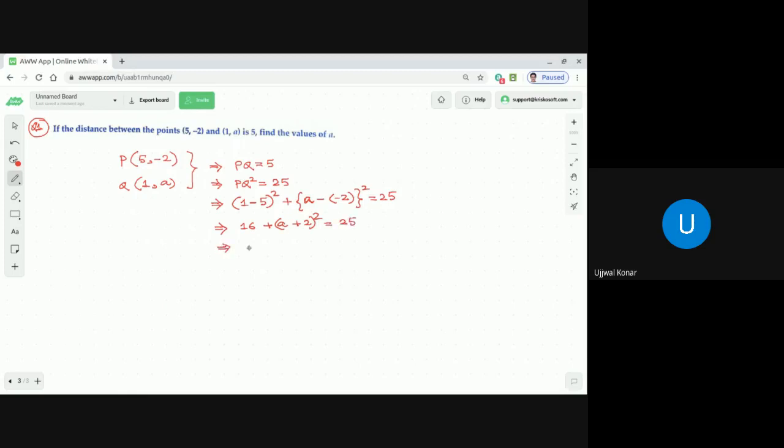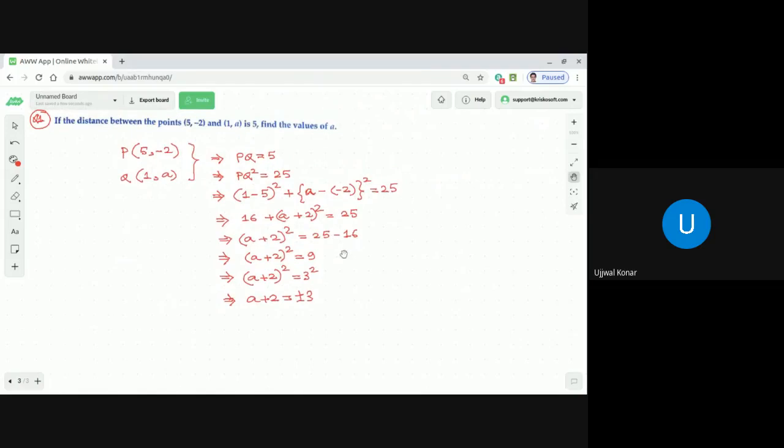So from here, A plus 2 whole square is equal to 25 minus 16. So this implies, dear students, A plus 2 whole square is equal to 9. So A plus 2 whole square is equal to 3 square. That implies A plus 2 is equal to plus minus 3. And here is an interesting point. Why do we get plus minus 3?